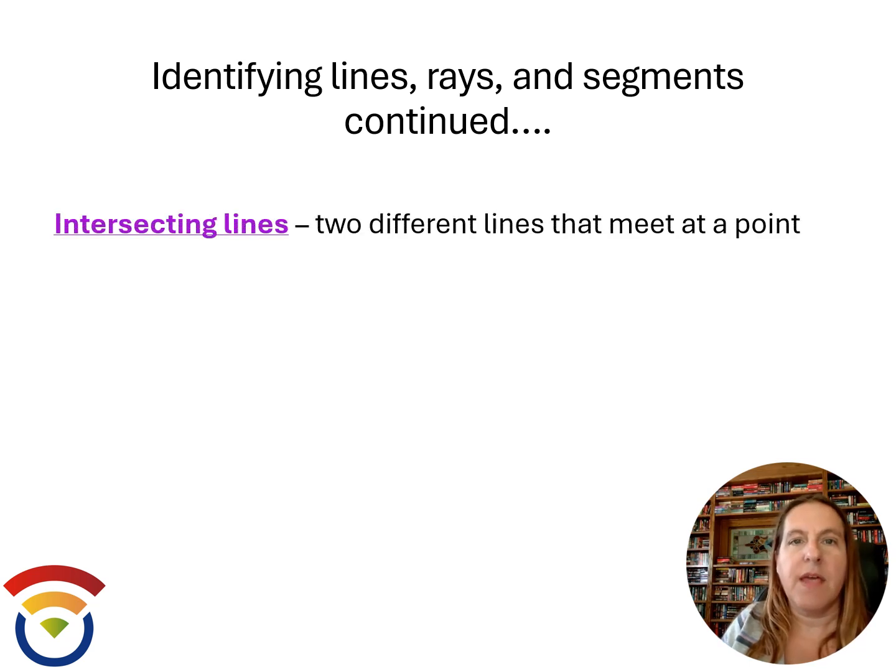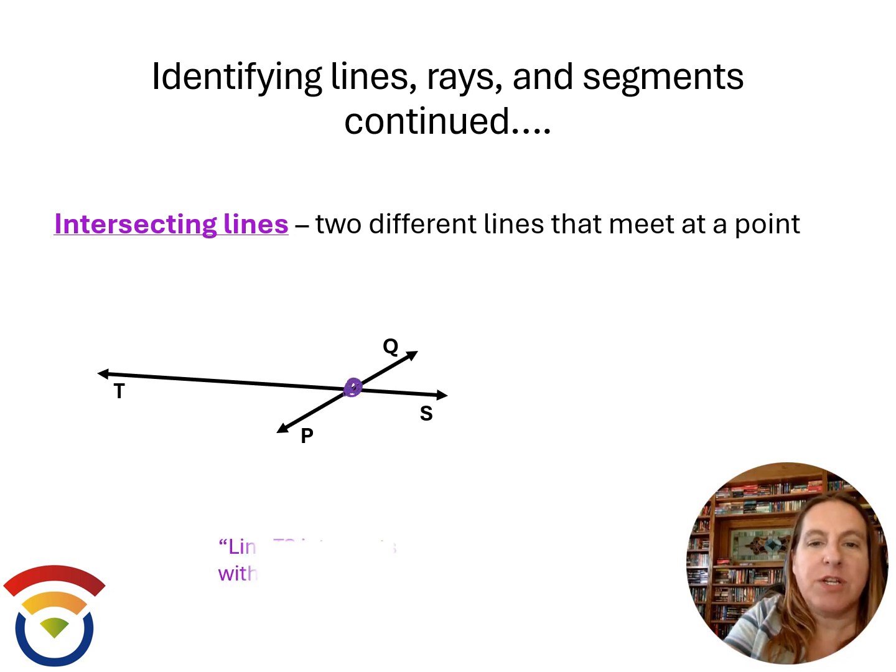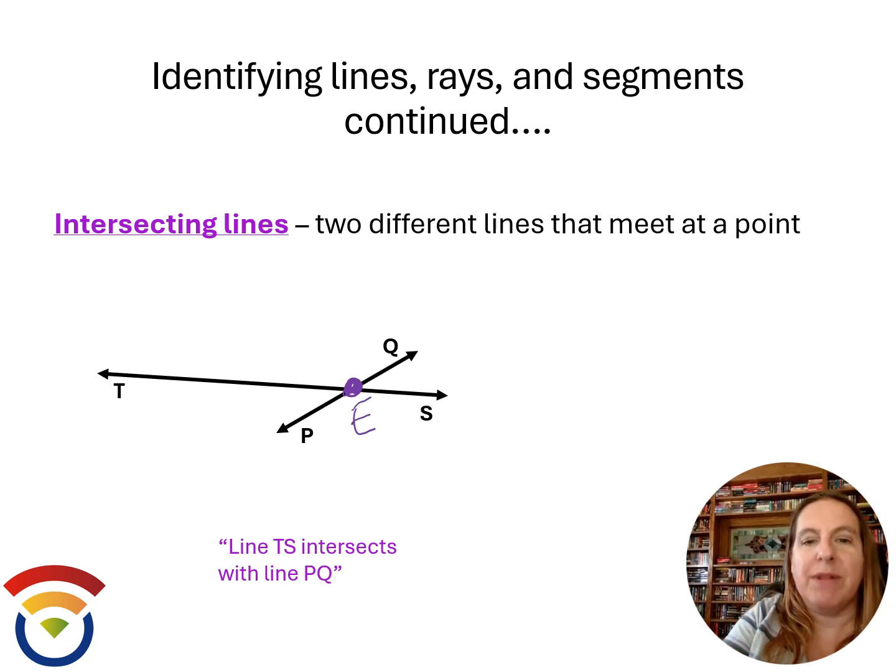Lines can intersect. When they intersect, that means they cross and they meet at a point. So again, even though there isn't the point drawn on here, when two lines meet, I know that there's a point there. So I'm going to name that point point E. But again, if I were naming these figures, when I name those line segments or those rays or lines, I would only use two letters for each.